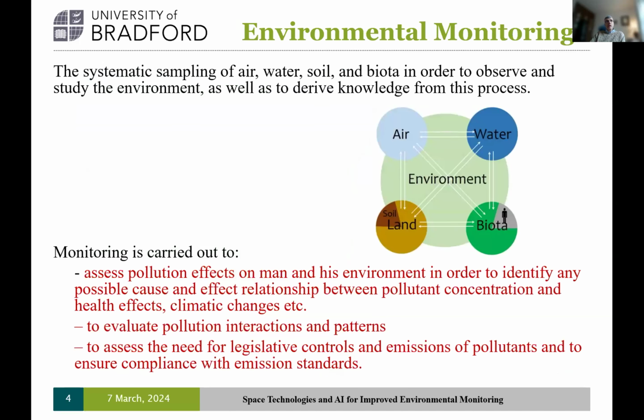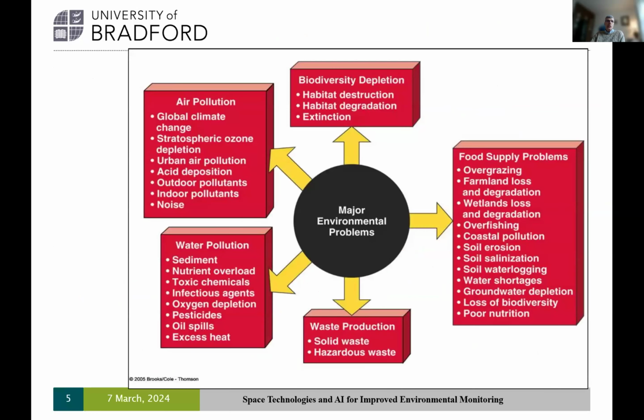Environmental monitoring is the systematic sampling of air, water, soil, and biota in order to understand what's going on with these four major elements, in order to understand their interaction, in order to understand what's happening pollution-wise, the long-term effects of human activities, and in order to model events, sometimes like floods and water shortages in the long term, and so on. And we do it for a variety of reasons, mainly because we have major problems in the world today.